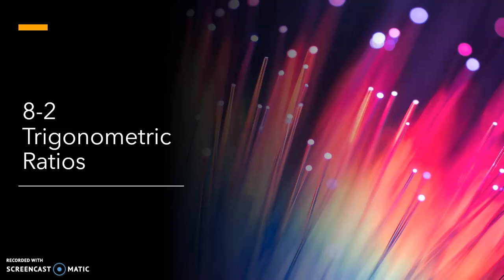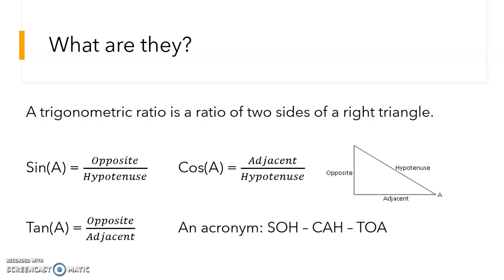So the first question is, what are they? So let's take a look at some information. A trigonometric ratio is a ratio of two sides of a right triangle. And notice the triangle must be right, otherwise these ratios don't apply.